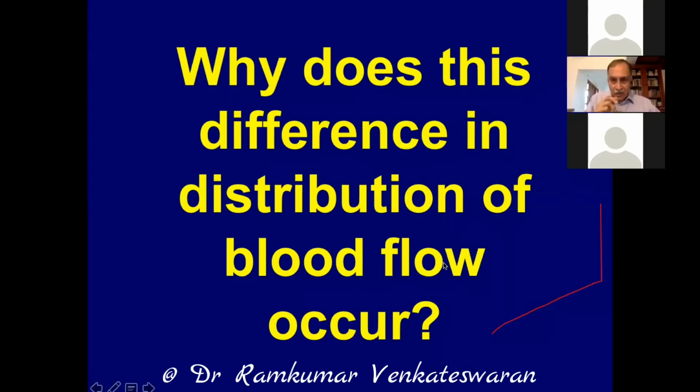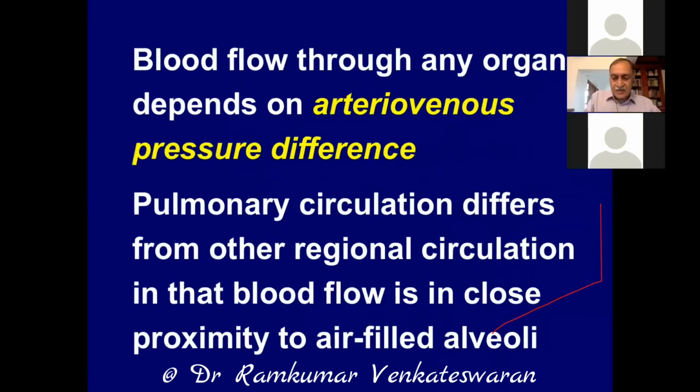Now, why does this distribution of blood flow change? It changes because in any organ, the blood flow through any organ or any pipe for that matter, or any blood vessel for that matter, will depend upon the difference between the entry point and the exit point of that particular pipe. When you look at the kidney, for example, or the liver, it is the arteriovenous pressure difference that creates the pressure differential for the blood to flow through that organ.